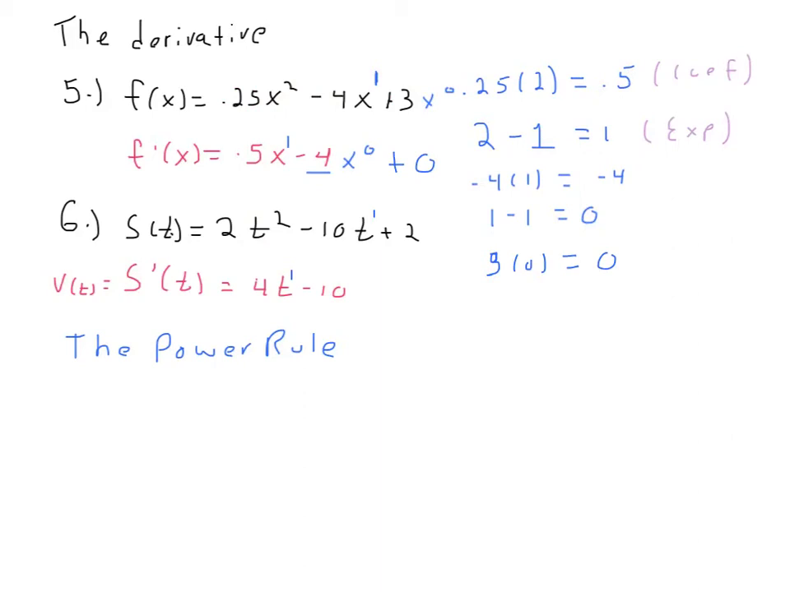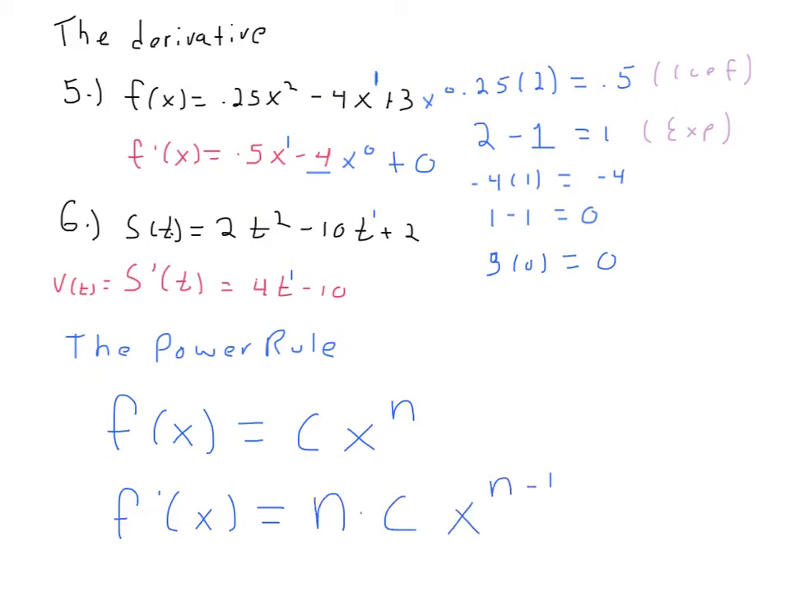Okay, so in general, the power rule says that if f of x is equal to c times x to the n, then the derivative f prime of x is equal to n times c x to the n minus 1. Let's just do a quick example with that.